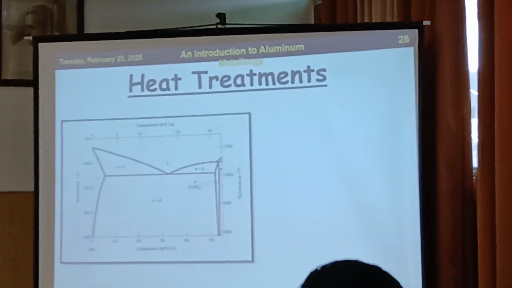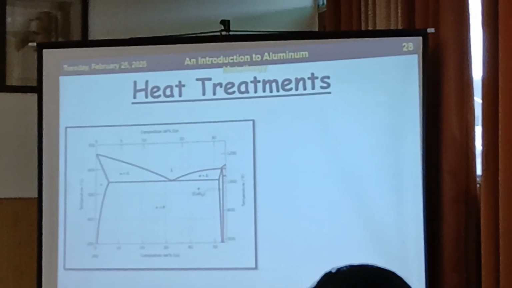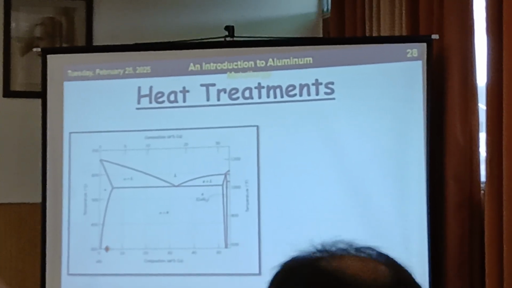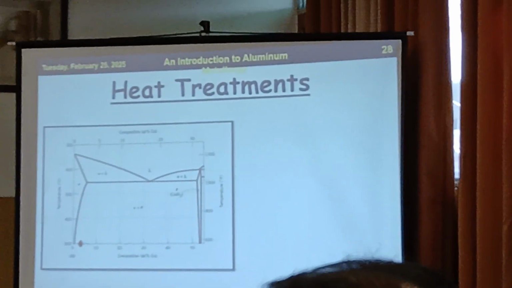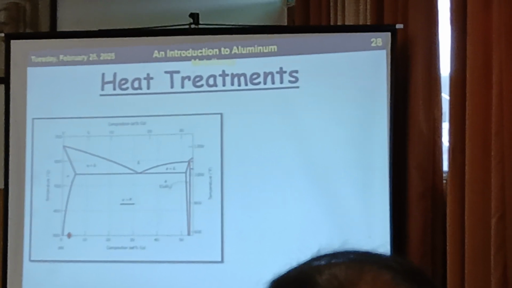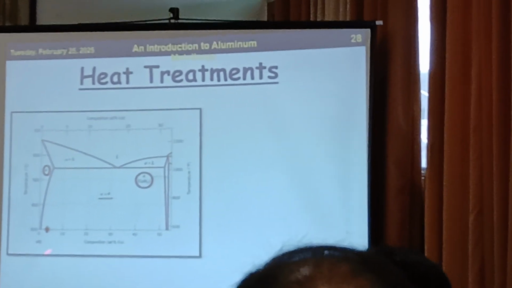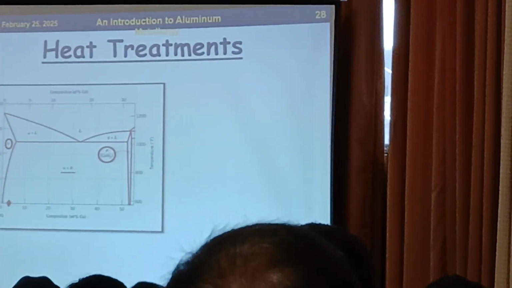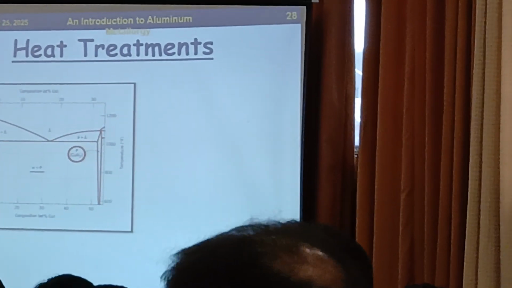Heat treatments. Look at the phase diagram of aluminum and copper. Usually the 2000 series have alloys in this position, that is 3 to 4% copper. What we do through heat treatments with this element: there are two phases stable at room temperature, the alpha solid solution and the precipitates, the theta phase.